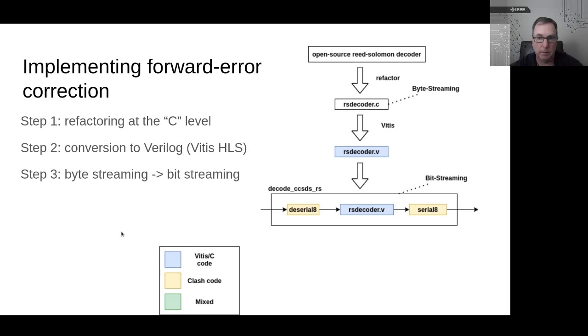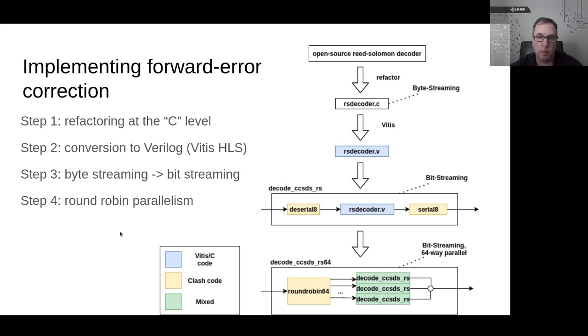Then, we bookended this component with serializer-deserializer components implemented in Clash, which basically convert from serial to parallel and vice versa. This effectively turns the module into a bit streaming mode, which makes it compatible with the rest of the architecture. The final step was to deploy multiple instances of this bit streaming component with a round-robin scheduler, which makes it work as a parallel decoder. We deployed 64 instances of the decoder in order to maintain real-time data flow at the maximum bit rate, based on the maximum number of clock cycles required to decode and correct a single code block.